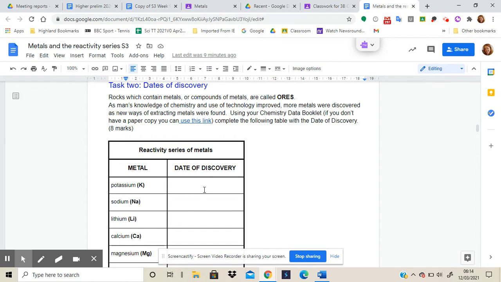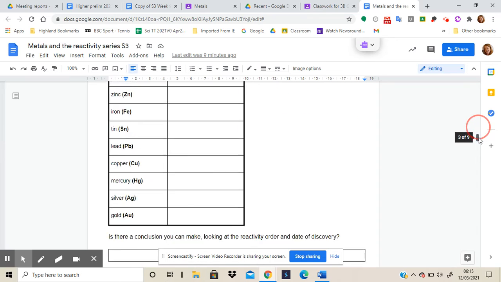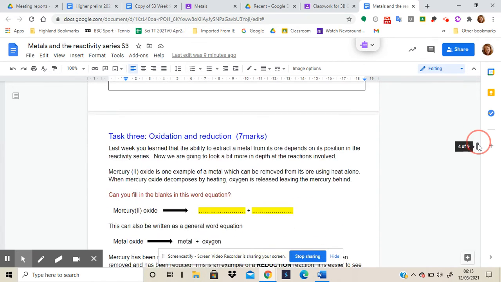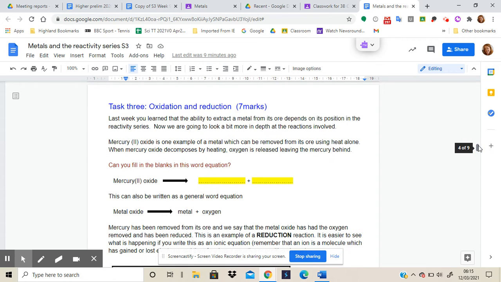Okay, the next task is looking at when elements were discovered. So you want to research just the year of the date of the discovery of these certain metals. So for you to do there and answer the question at the end. Task 3 is all to do with oxidation and reduction.